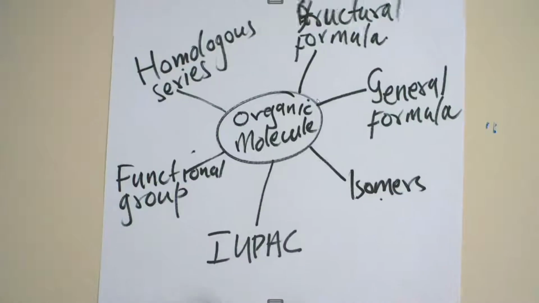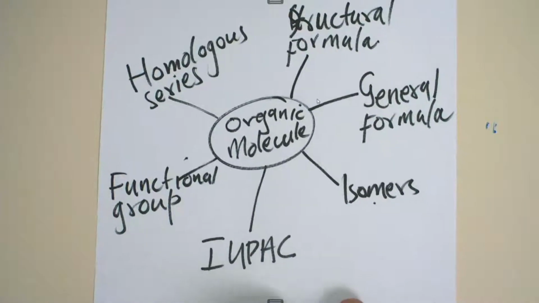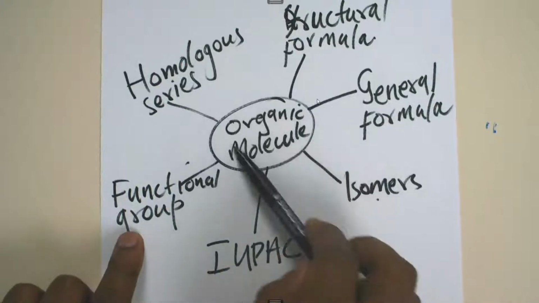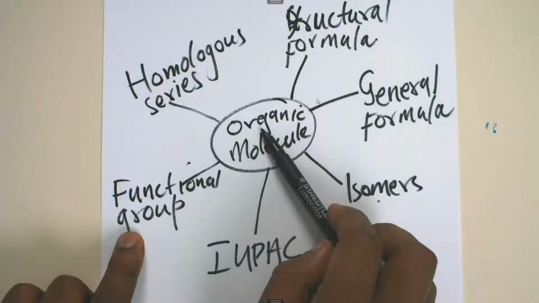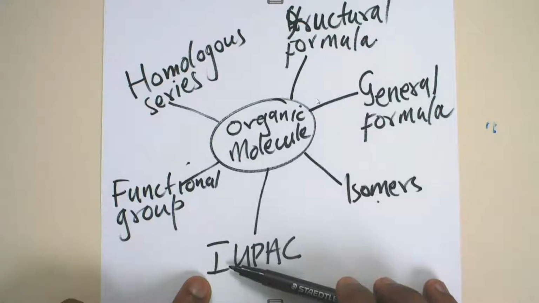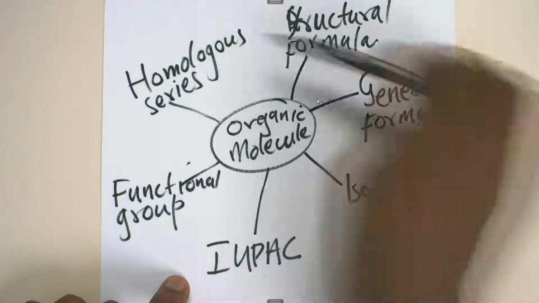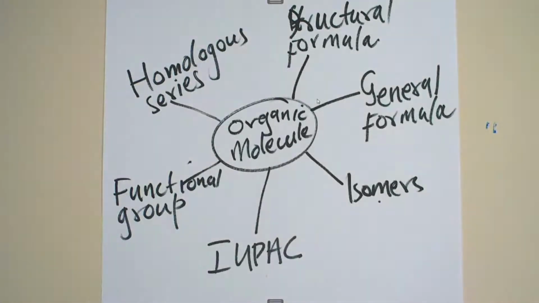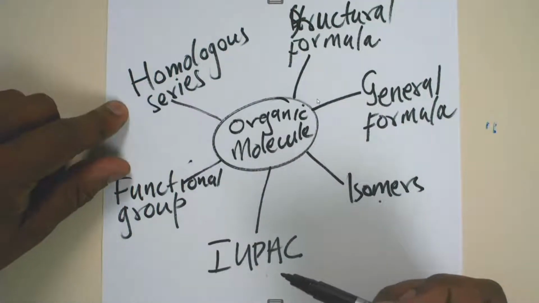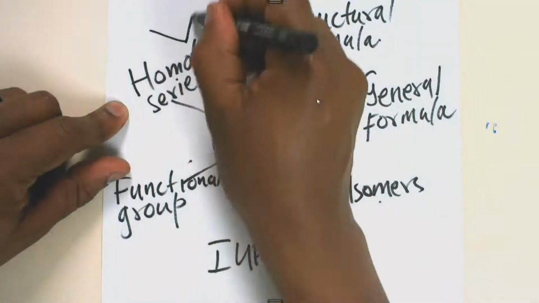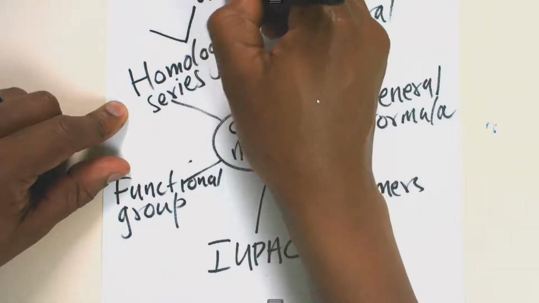So depending on what information is given, this is what I am expecting should follow from the exam. Some form of organic molecule will be given, either in the form of an IUPAC name, structural formula, or any other information thereof.